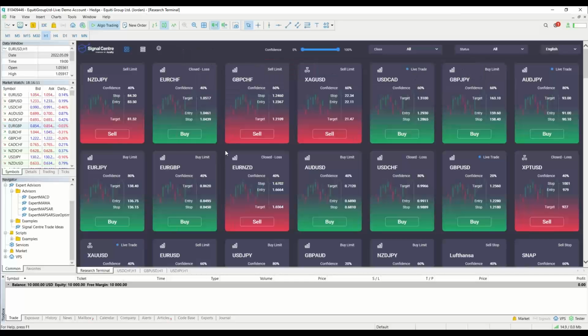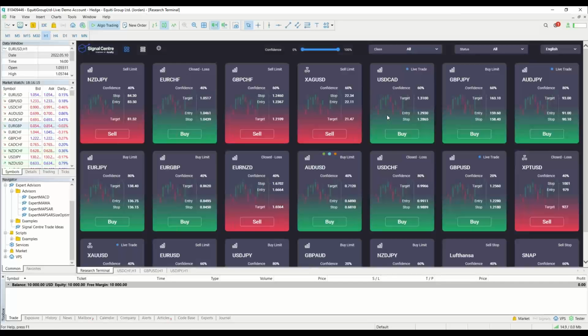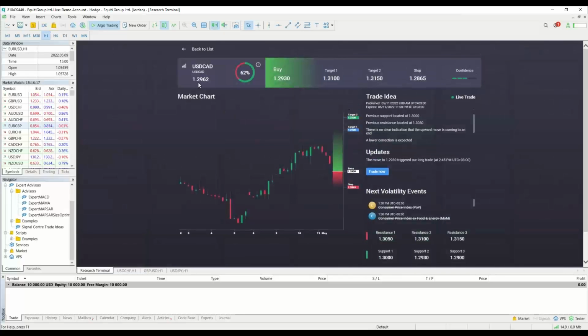Obviously, there's many other ideas on here that you can go through in your own time. We've got a couple of live ideas at the moment. So we've been triggered on US dollar CAD today. So we're looking to buy this. The confidence is a little bit higher than what it was on the New Zealand dollar Japanese yen idea. We can also see that the news sentiment is in line, and those looking at the chart can see that there's a nice upward moving trend here, which again is beneficial if you're looking to buy.